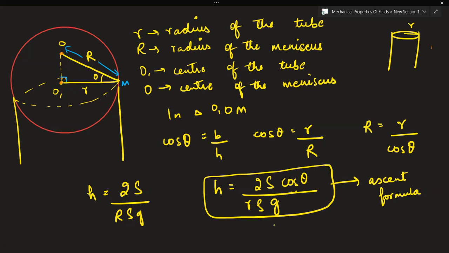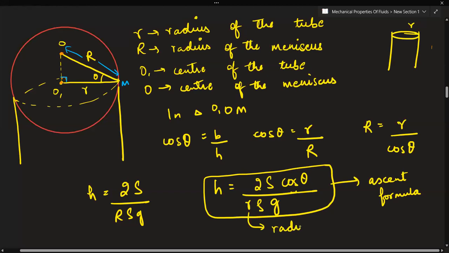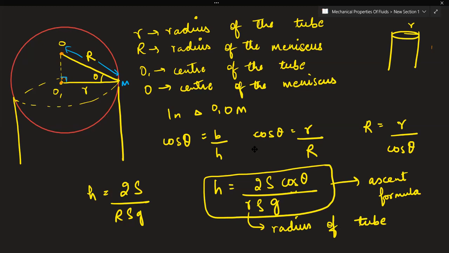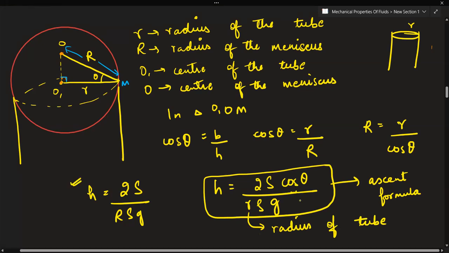And now this r is the radius of the tube. So if you have the data for the radius of the meniscus, use this. If you have the data for the radius of the tube, use this. Just note this down.